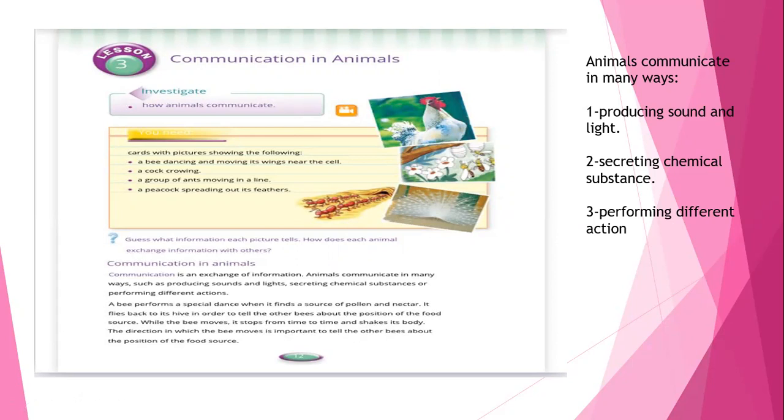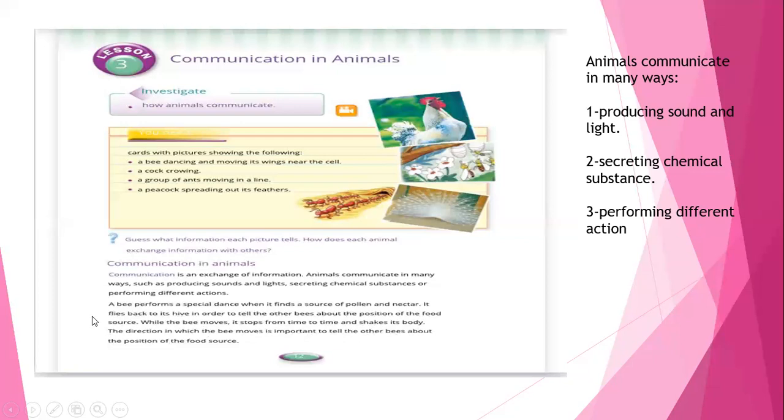communicate with each other. So once more, the meaning of communication is the exchange of information, and we have three ways animals communicate. The first way is producing sound and light, then secreting a chemical substance, then performing different actions.